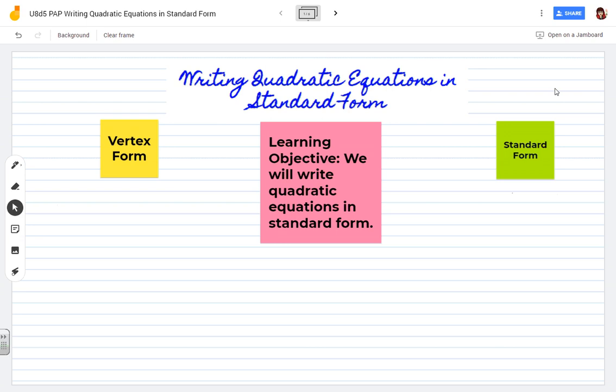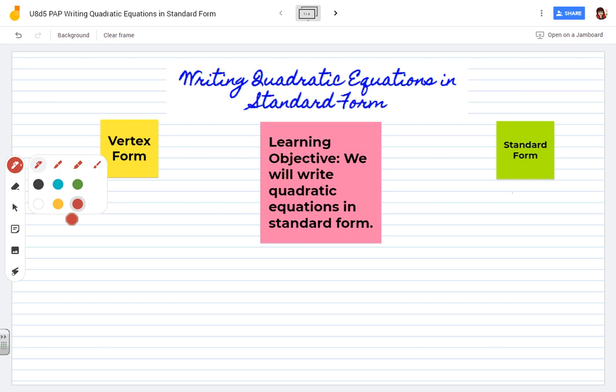Right, good afternoon. So we are writing quadratic equations in standard form today, okay? Two things that you're going to need to know are our learning objective. Of course, we will write quadratic equations in standard form. If you're taking notes, which I strongly recommend, I would write that on the top. The two things, vertex form and standard form.